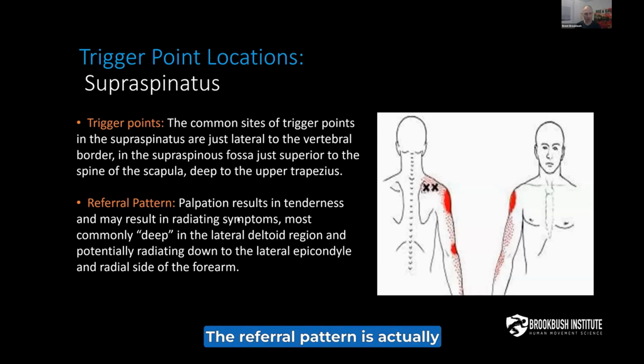The referral pattern is actually radiating down the lateral deltoid, could radiate all the way down to the lateral epicondyle, and then the side of the forearm. I see a lot of people get pain in the middle deltoid, I see this in the gym more. They get pain in their middle deltoid, sometimes even their anterior deltoid, and they try to foam roll their deltoid. Sometimes they put a foam roll up against the wall. Generally speaking, your deltoids are not a common site for trigger points, but your supraspinatus is. Generally, that side deltoid trigger point-like pain is a referral pain from the supraspinatus.